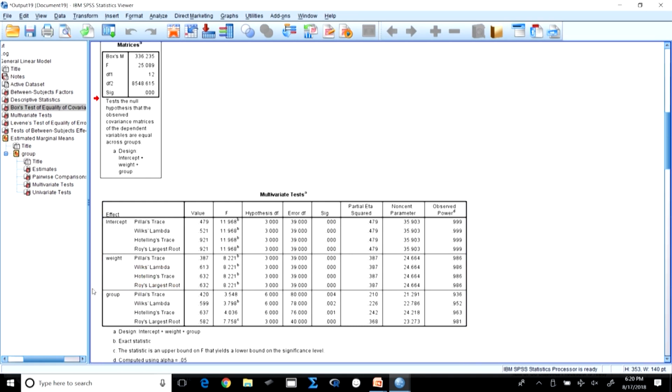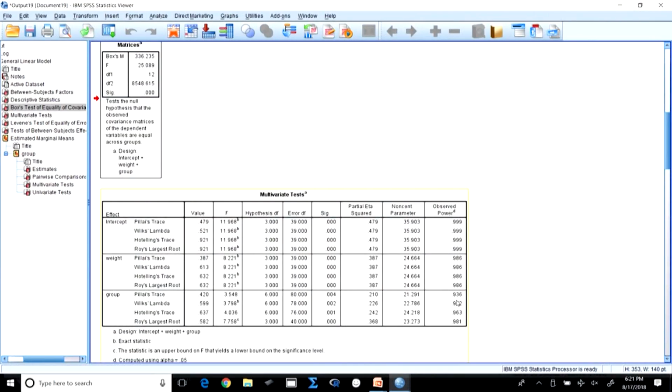Now, the effect of the group, that means the exercise, how much is it? Is it significant? Yes, it is significant, right, but if you see, the weight of a person has a larger effect on the final dependent variables than the type of exercise, right, and observed power is 0.952 here, right.